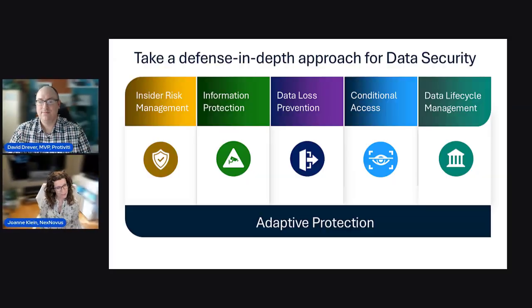Well, we're talking about insider risk management, and the remaining solution that it integrates with that we haven't talked about yet is something near and dear to my heart, and that is data lifecycle management. So let's talk about that and how those two features work together.